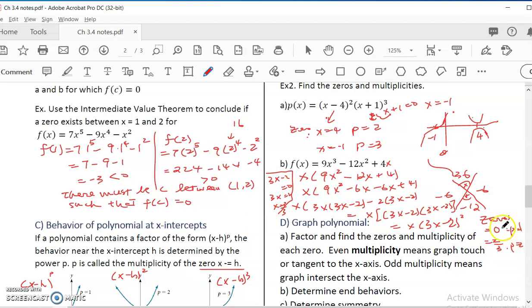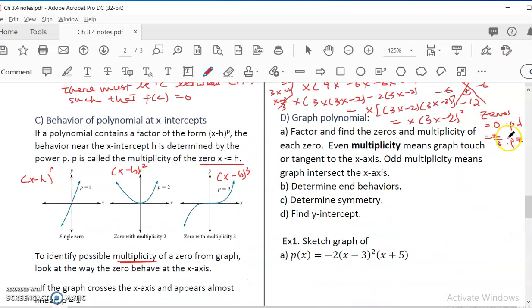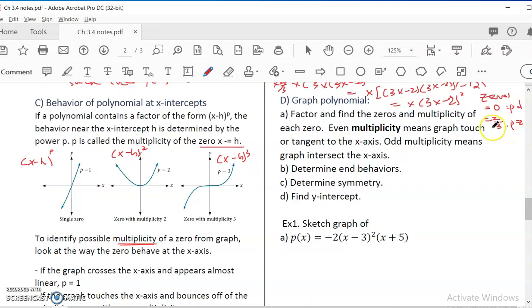So you can visualize it as at 2 over 3, you have something that bounces off the top or bottom, and at x equal to 0, it passes through it. Okay, so how do we complete the whole graph? So we talk about this again. Even multiplicity means the graph touches or is tangent to the x-axis. Odd multiplicity means it intersects the x-axis. To graph the whole thing, we need to find the multiplicity, how it intersects the x-axis. Is it touching it, or just passing through it? Is it passing through it linearly or non-linearly?